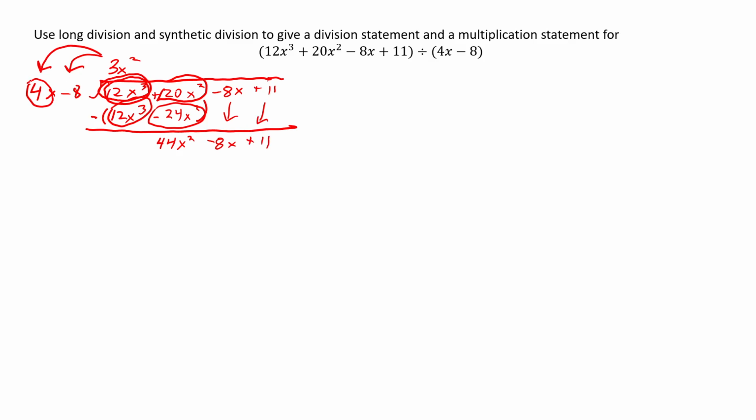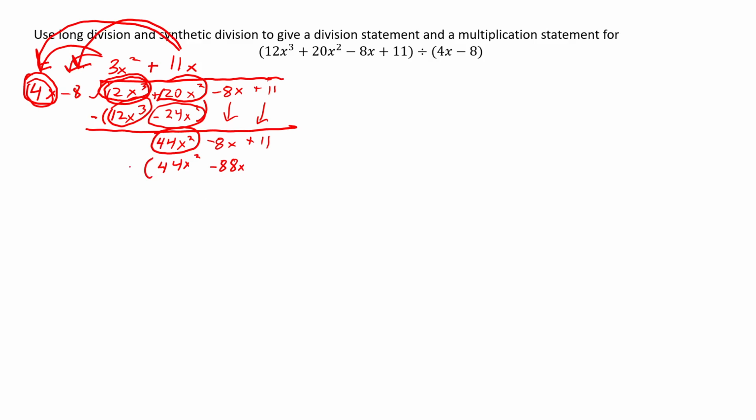Okay, so now we'll do another division. We want to know what is 44x squared divided by 4x. Well, 44x squared divided by 4x is going to equal positive 11x. So we put that up top, positive 11x. And we distribute again. Positive 11x times 4x is 44x squared. Positive 11x times negative 8 is negative 88x.